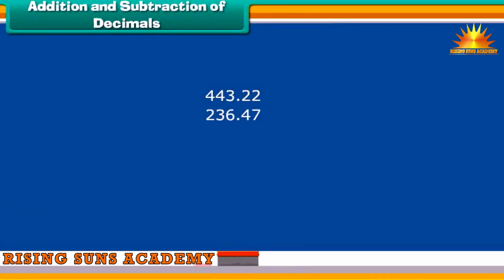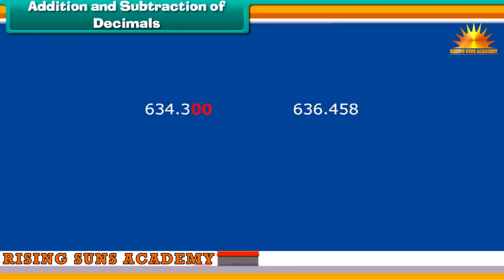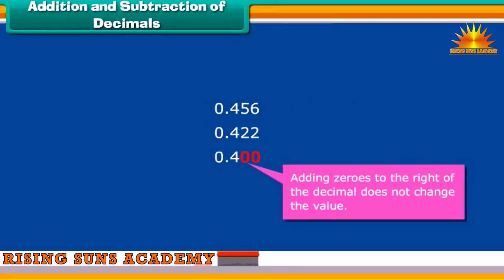Decimals are easy to add or subtract just like whole numbers. For this purpose, you have to line up the decimals first. See, it's easy. Also, decimal numbers are easier to compare. Just add zeros at the end of the shorter number to make the numbers the same length, and you can tell right away which number is bigger. Remember, adding zeros to the right of the decimal does not change the value.